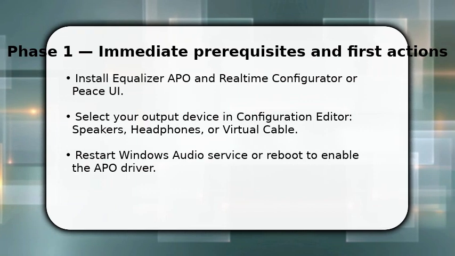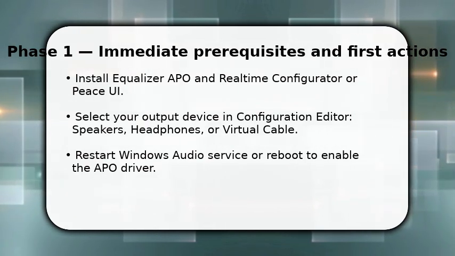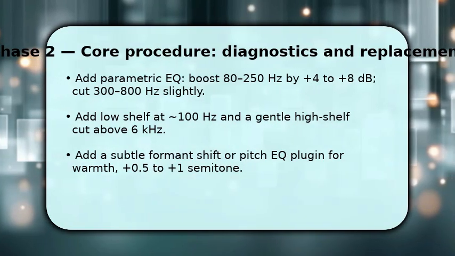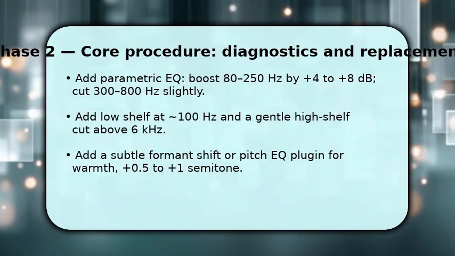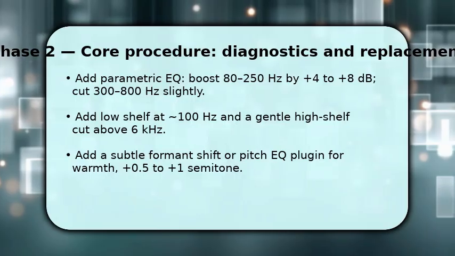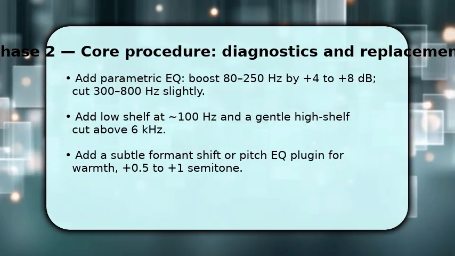After reboot, reopen the editor so you can begin creating filters for a deeper voice. Once done with device selection, create the core EQ chain. Add a parametric EQ band boosting 80 to 250 Hz by about +4 to +8 dB to add body, then reduce mud with a narrow cut around 300 to 800 Hz.